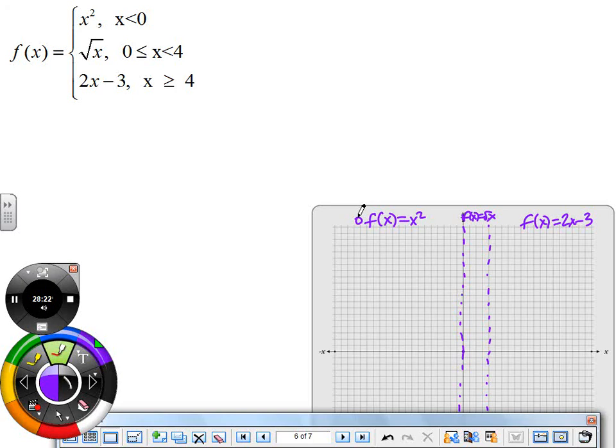Closed and then open. So closed at 0, open at 4. So I'm just going to kind of go like this. Those aren't where they belong, but that's just going to help me remember for later. Okay?